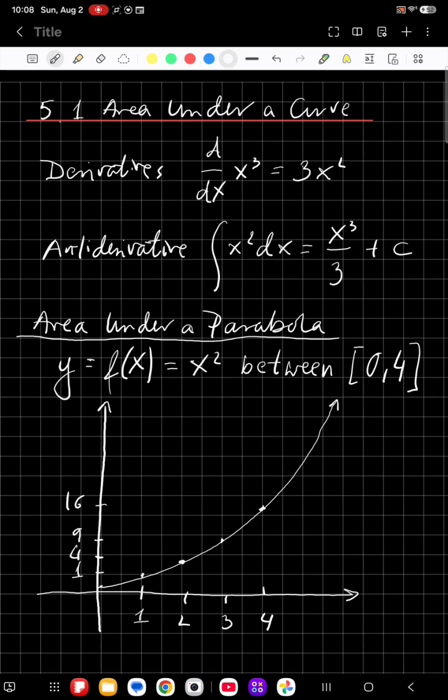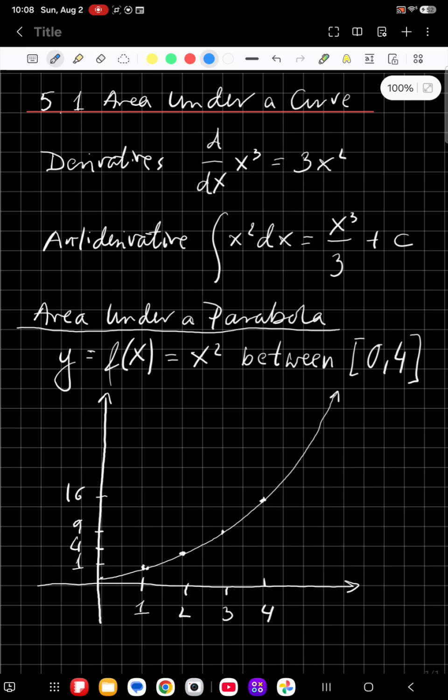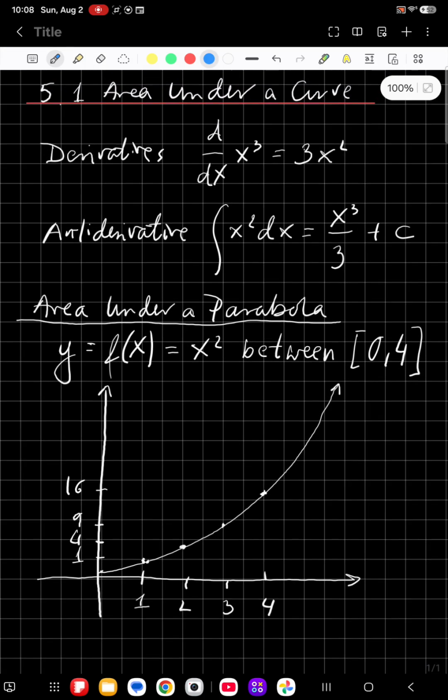There are a couple of ways we could calculate the area under that curve. One way is to create rectangles and then calculate the areas of those rectangles. We could draw those rectangles a couple of different ways. For now, let's just draw them this way. These will be called circumscribed rectangles.